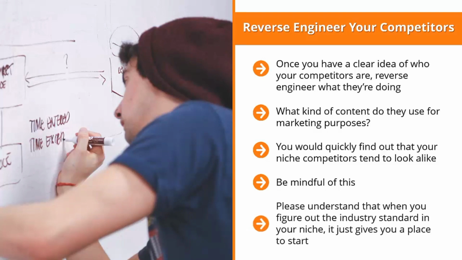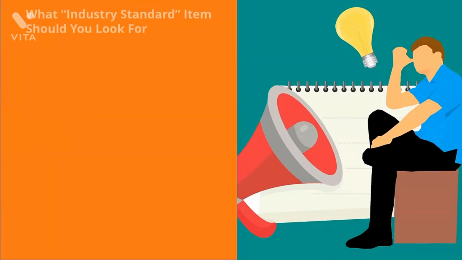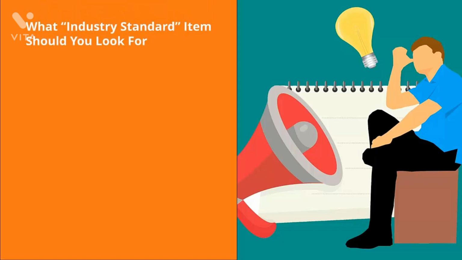Please understand that when you figure out the industry standard in your niche, it just gives you a place to start. You shouldn't start and end there. If anything, it just gives you a head start instead of fumbling around to come up with the right squeeze page or mailing list marketing materials for your niche. It gives you a place to start. What industry standard item should you look for?